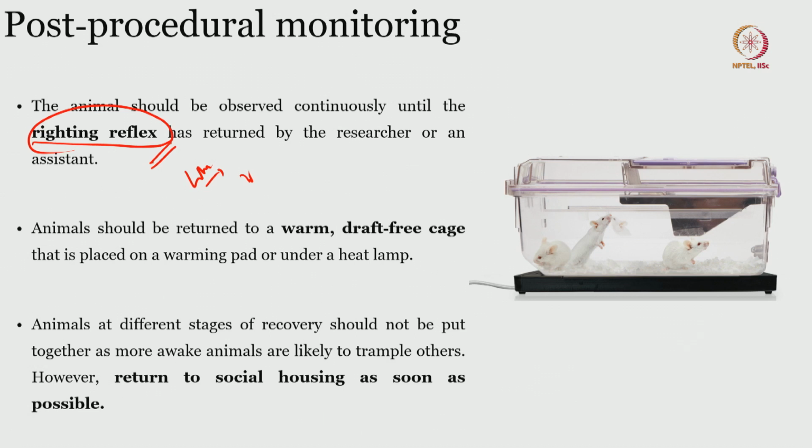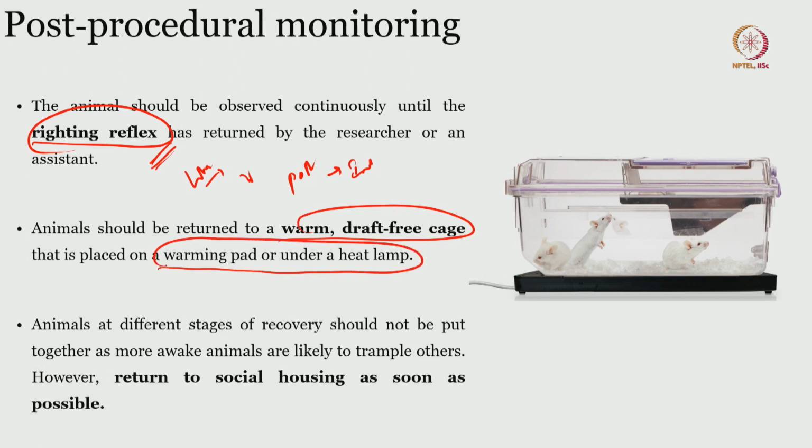All right, if it stays in the same position that you put it in the cage, that means the righting reflex has not come back. These are all important postural reflexes which will give us an indirect indication of the status of the central nervous system. The animal should be returned to a warm, draft-free cage placed on a warming pad or under a heating lamp. So, the temperature is again important in the recovery aspect, not only during the surgery.